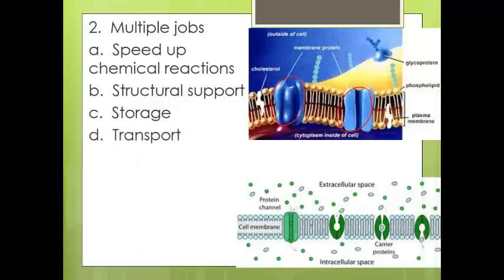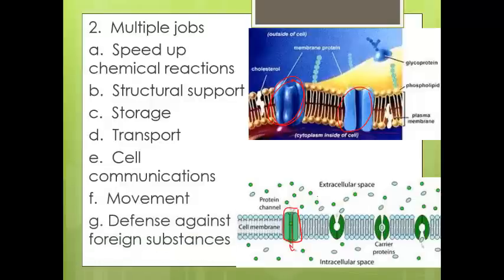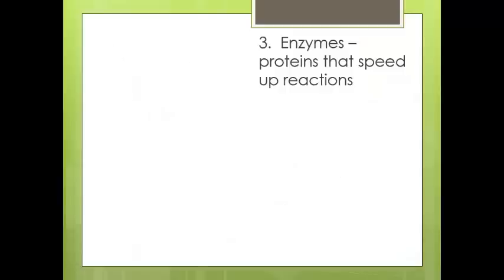As you can see here, those proteins that I circled up above, if we look at a different picture, you can see that the proteins are traveling through to get either inside or outside of the cell, so they do help transport. They also help with cell communication and movement, and they help defend against foreign objects. Antibodies that you have in your body that help defend and protect your body would have quite a few proteins involved there.